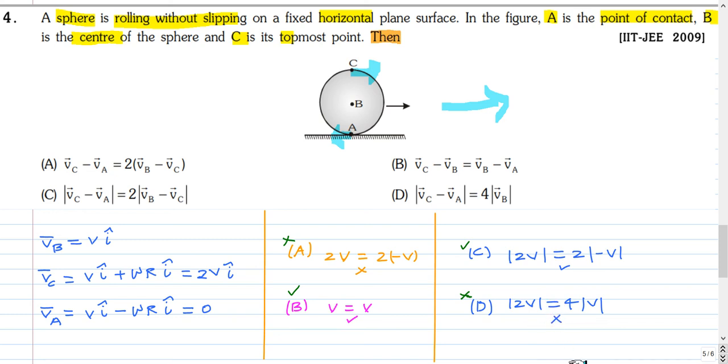Option C, VC minus VA, that is 2V, and twice the magnitude of VA minus VC, so it is true. Option D, VC minus VA, that is 2V, is 4 times VB. VB is V, magnitude of it is V, so it is not true. So the correct options are B and C.